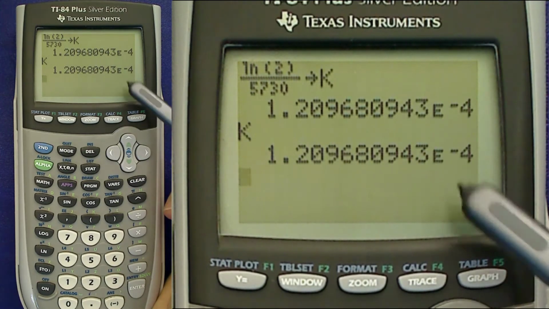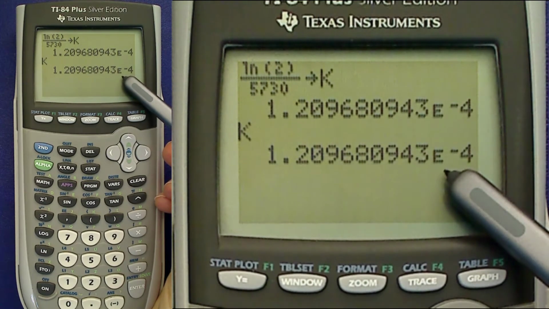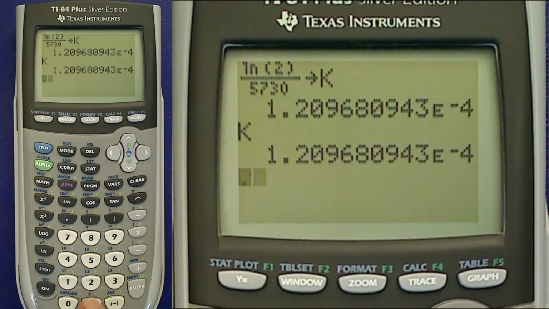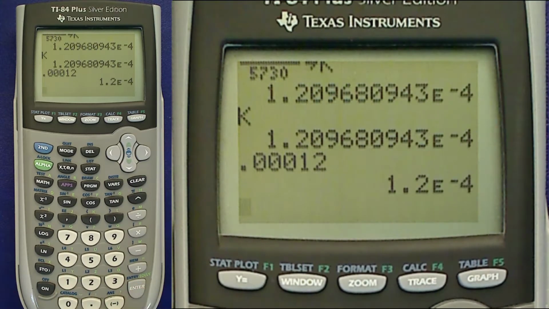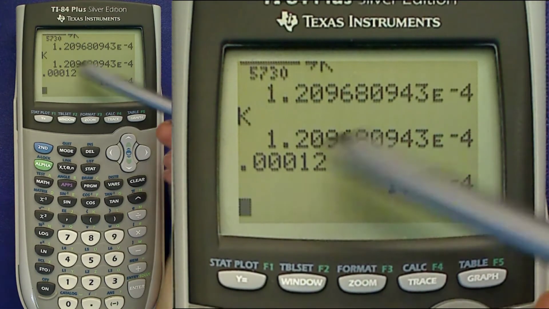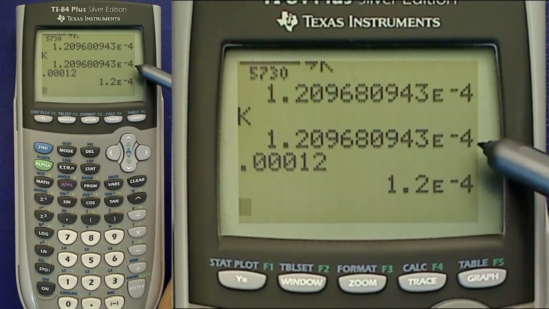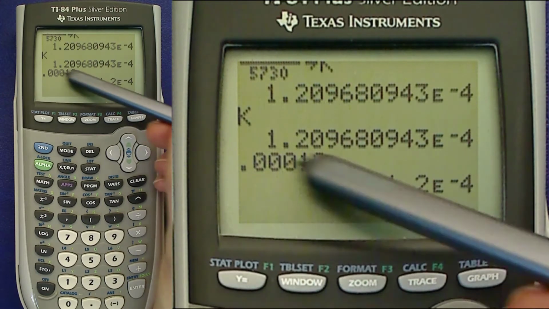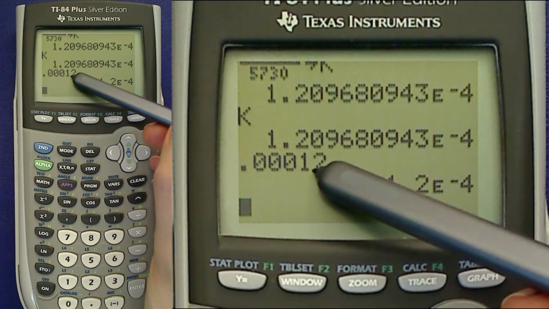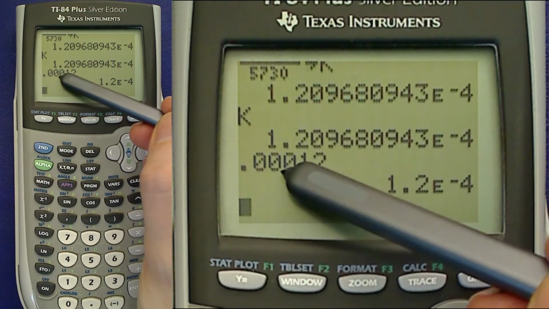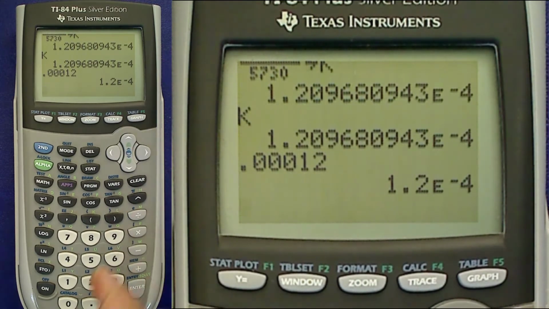Remember also, this is the calculator's power of 10 scientific notation. That's shorthand for 1.2096 times 10 to the negative 4, which is that you would have 1.2 to start with and then hop the decimal point over 4 times.